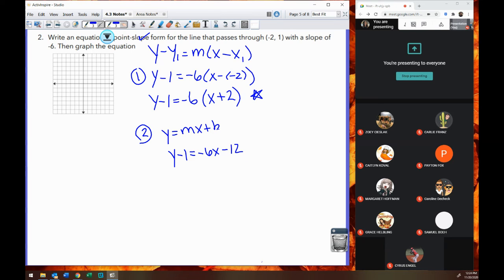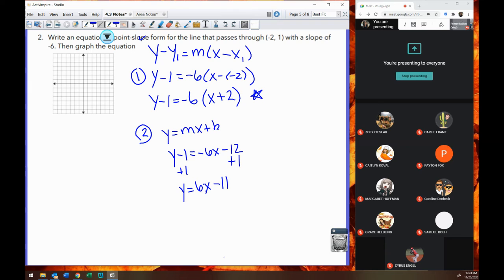Then add 1. So you can see, it seems a little simpler now that we're not all getting clogged up with fractions. We're just solving an equation. Negative 12 plus 1. Negative 11, so we're going to say minus 11.